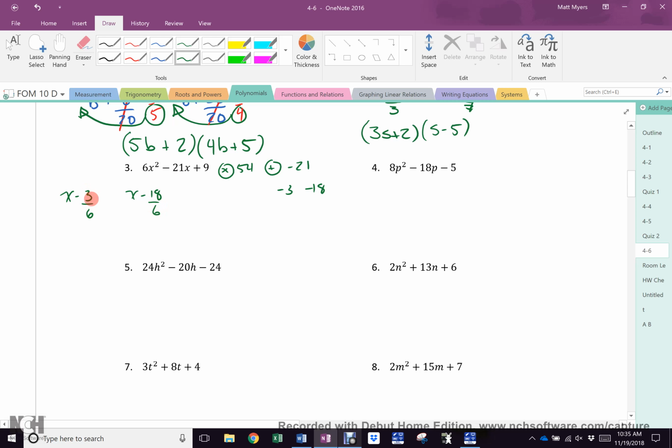Simplify. What does 3/6 become? 1/2. What does 18/6 become? 3. What do I do with any remaining denominators? To the front, 2x minus 1, and that'd just be x minus 3. 2x times x. Sorry. 2x times 3 is negative.